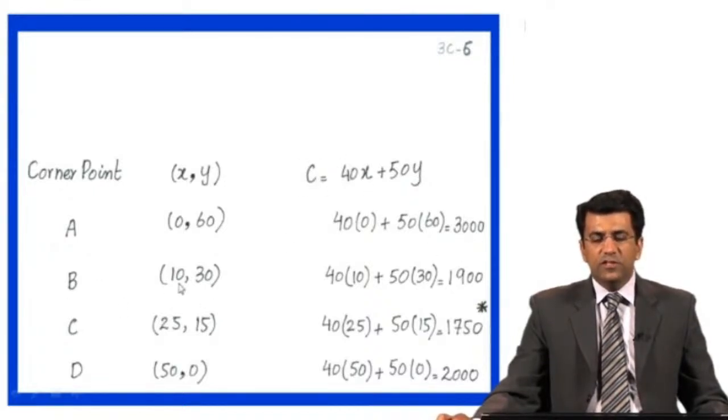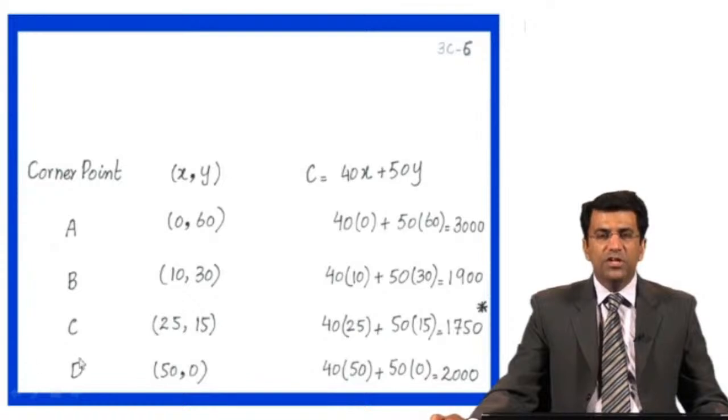Next, if we put the value of the B coordinates, that is 10 and 30, into this equation, we will get the value of the cost function equal to 1900. Similarly, for coordinate C, we get the value of the cost function equal to 1750, and again for D, we will get the cost function equal to 2000. So these are all the feasible alternatives available for the operation managers, out of which we'll have to again select some optimum combination. Now, what is actually meant by this combination?